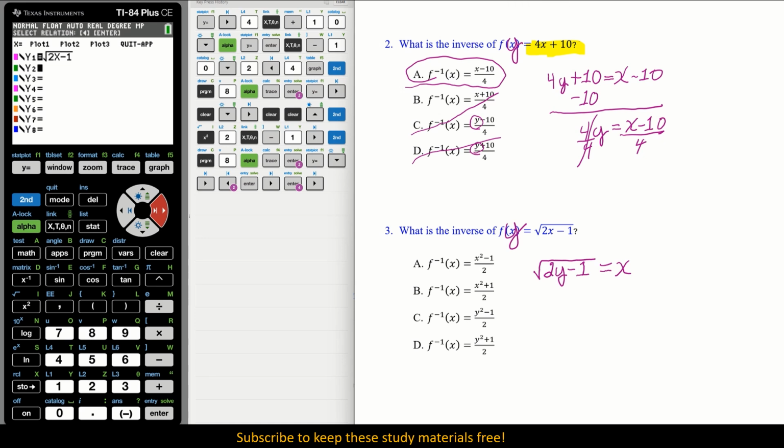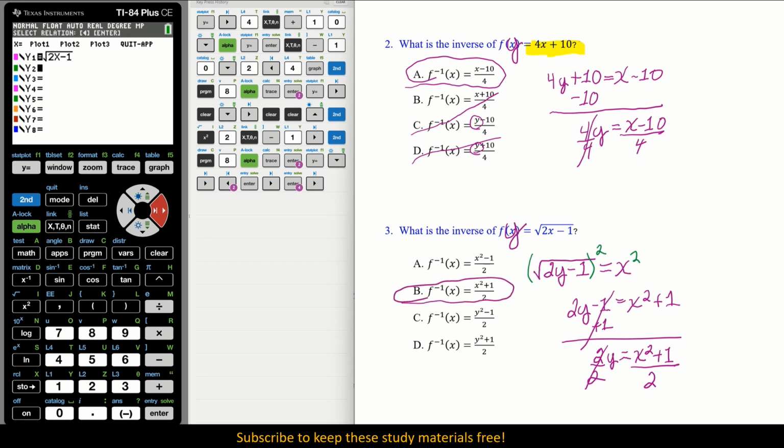What we do to both sides, obviously, is we need to square both sides. So this gives us 2y minus 1 equals x squared. So we say plus 1 to both sides. So now we have 2y equals x squared plus 1, divided by 2 on both sides, and we see which option we need to select.